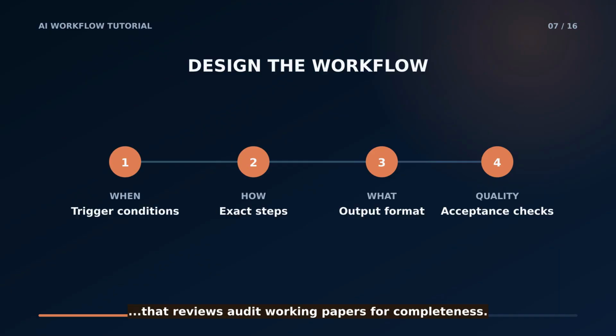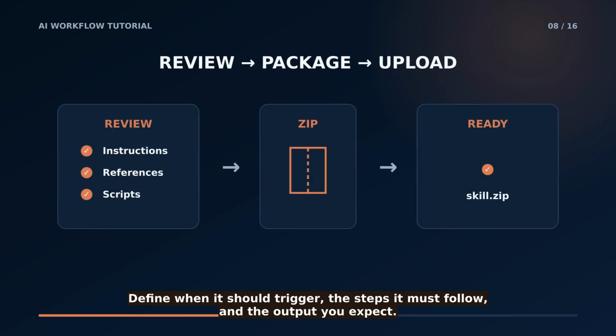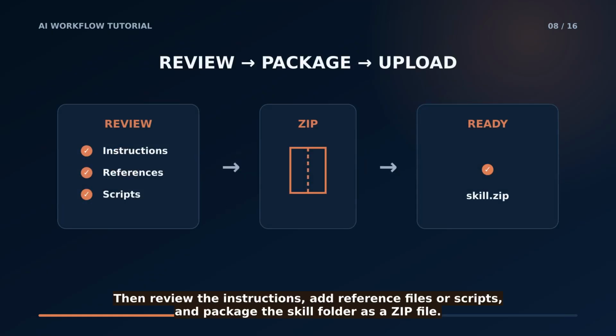Define when it should trigger, the steps it must follow, and the output you expect. Then review the instructions, add any reference files or scripts, and package the skill folder as a zip file. Open Customize, select Skills, choose Add, and upload the package.